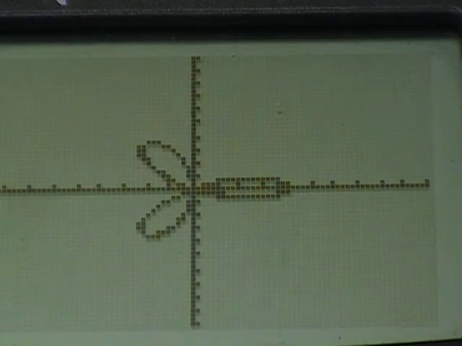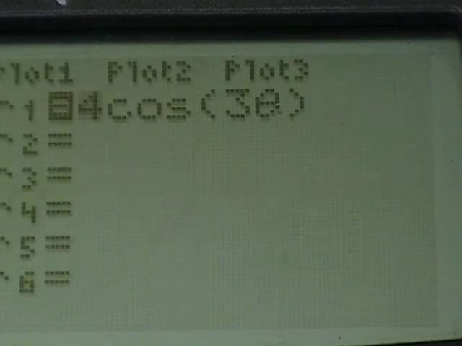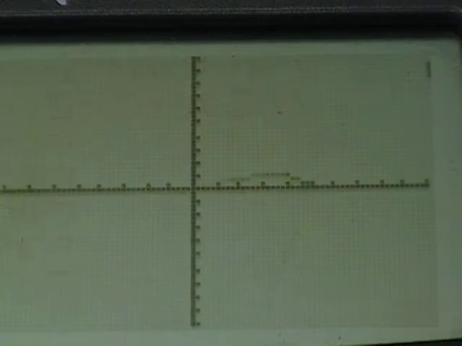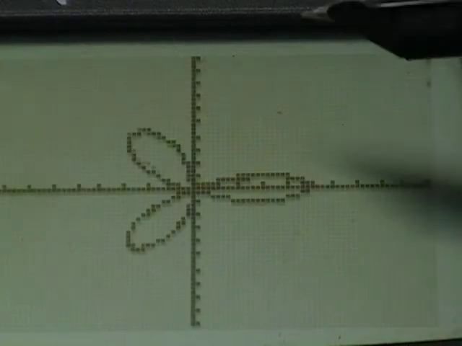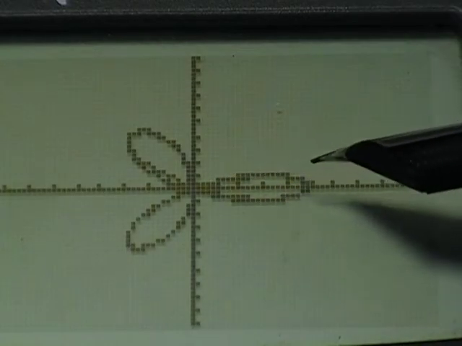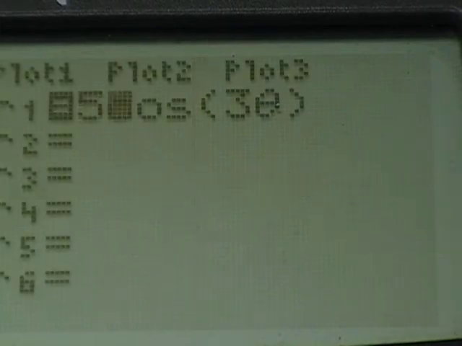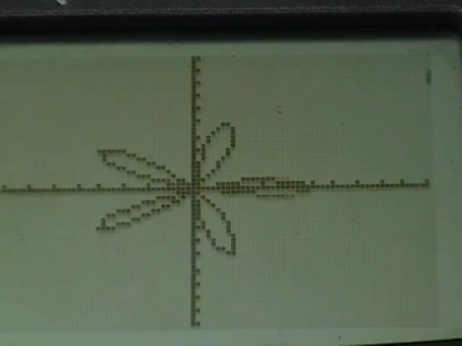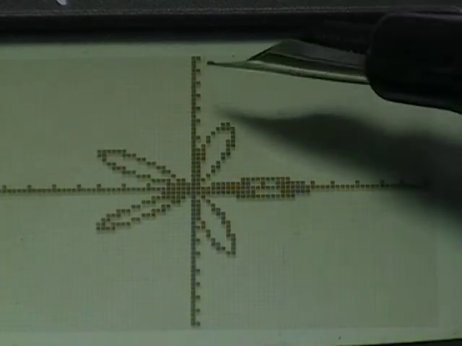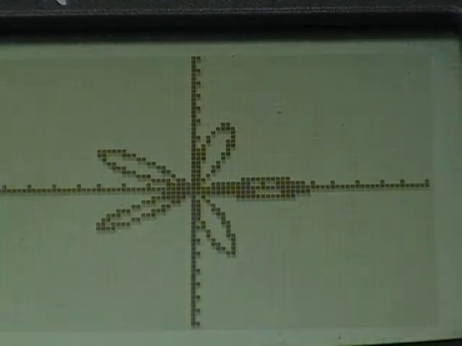It's hard to tell. So if I were to go back to my equation and change this to, say, 5, press graph again, now the petals go out 1, 2, 3, 4, 5 steps on the x-axis. Okay? And if I change this 3 to a 5, now instead of 3 petals, I get 1, 2, 3, 4, 5 petals. So kind of fun, kind of artistic, something you can do.